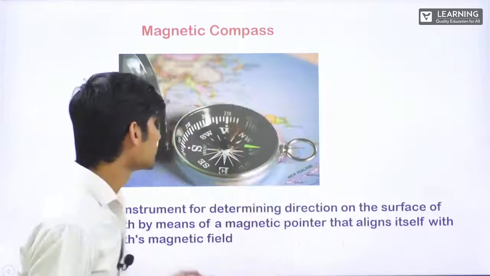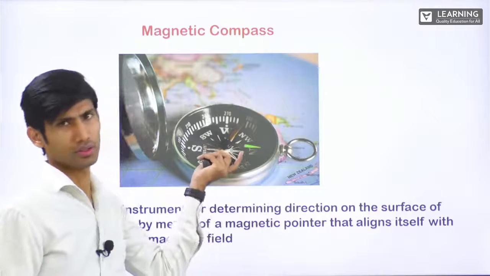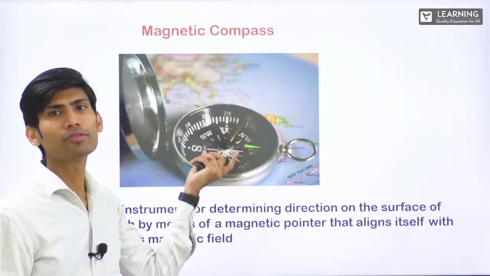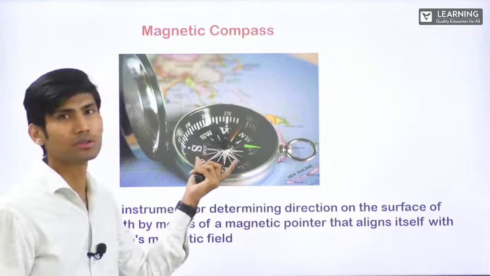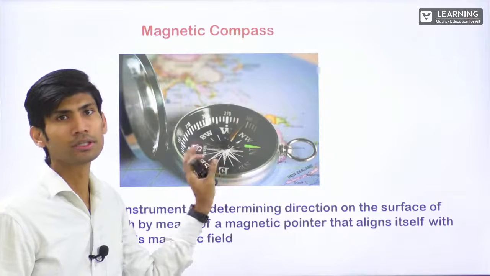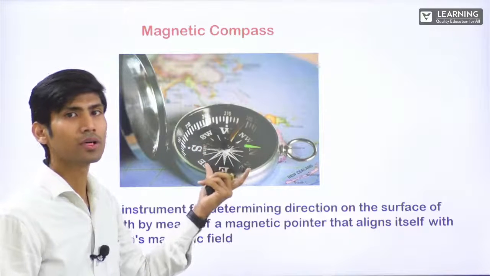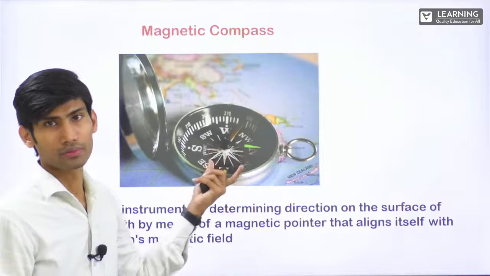Why? What happens is, this is a magnet. It is only reacting to the magnetic field. It does not know where is the geographic north and where is geographic south. It doesn't know anything. It is only reacting to the magnetic field around it.